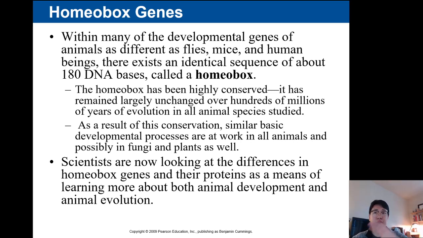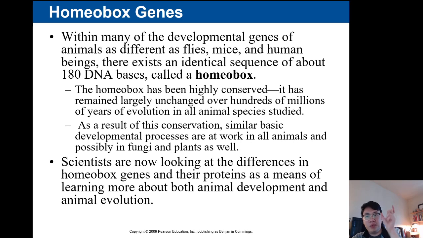So within the many developmental genes of animals, different flies, mice, and humans, there are about 180 DNA bases that are identical between all of our multicellular organisms. And this is what we call the homeobox. This is a specific region of the DNA that is extremely conserved. This is found in, like we just said, mice, rabbits, humans, dogs, cats.